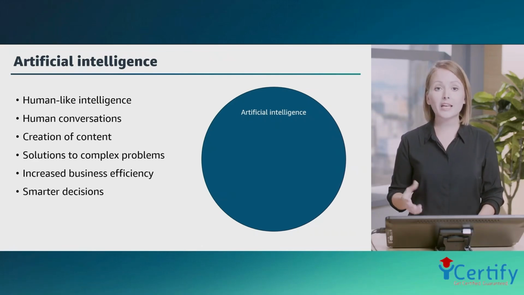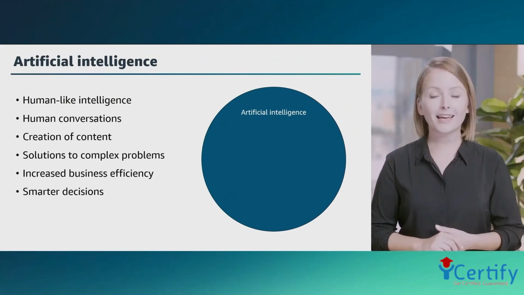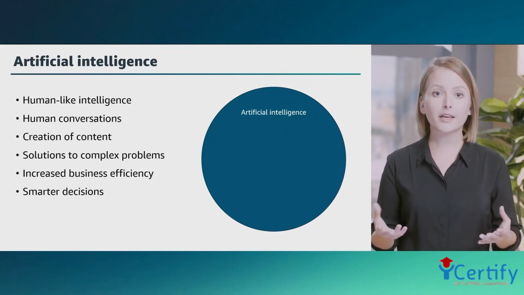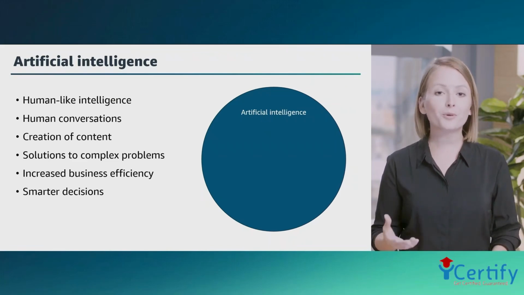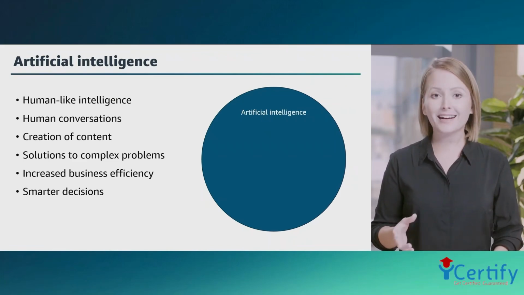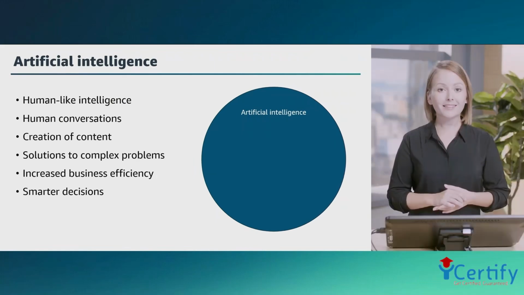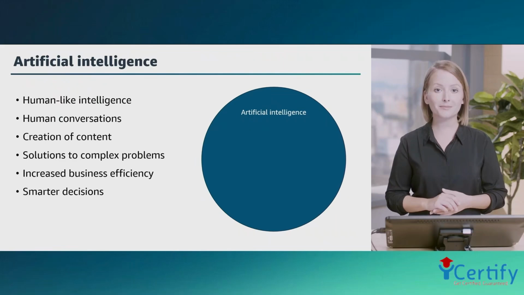Because AI systems can quickly process vast quantities of data, they can be used to solve complex problems like real-time fraud detection. AI also can perform repetitive and monotonous tasks, which increases business efficiency by freeing up employees to do more creative work. AI is exceptionally powerful when it comes to finding patterns in data and forecasting trends. This helps businesses make smarter decisions and react more quickly to problems.